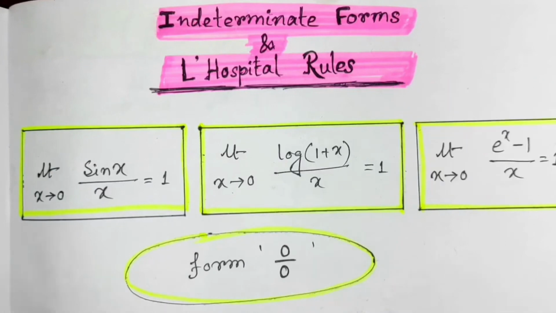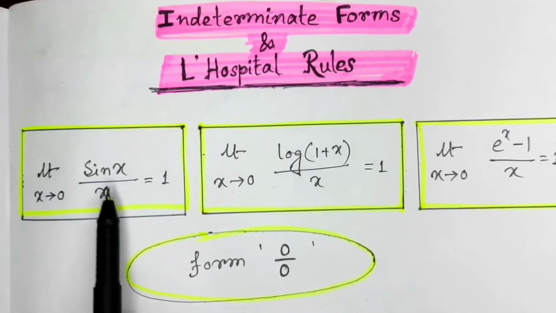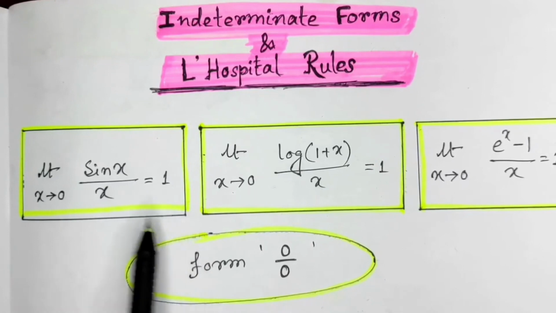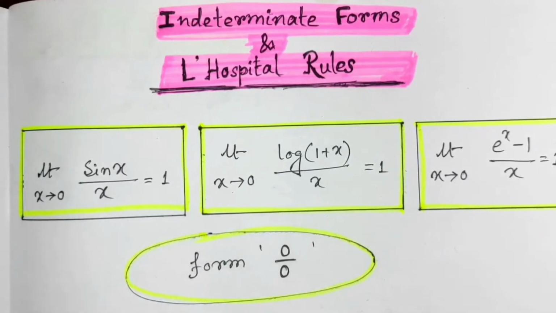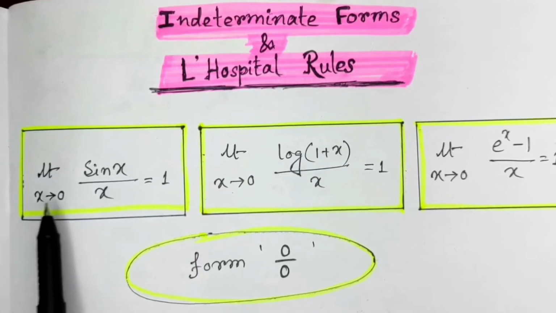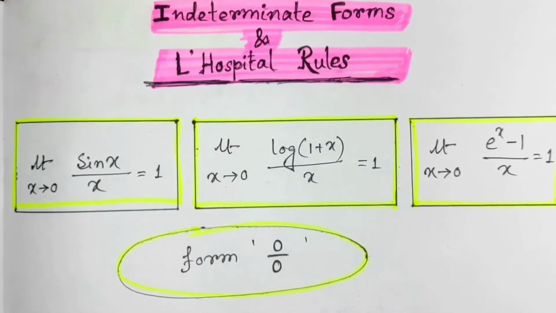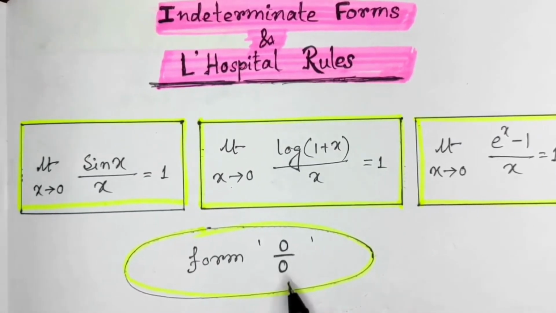For that, you just write the function in numerator and denominator format. If we take the limiting value of the numerator and denominator functions individually, and we find that both limiting values are 0, then we say the function is in indeterminate form. That means the denominator is 0 and the numerator is 0, so it is in the form of 0 by 0. If a function is in the form of 0 by 0, it is called an indeterminate form.